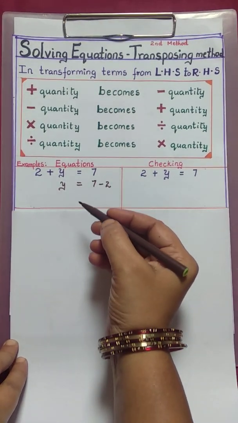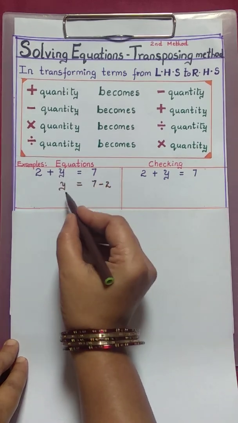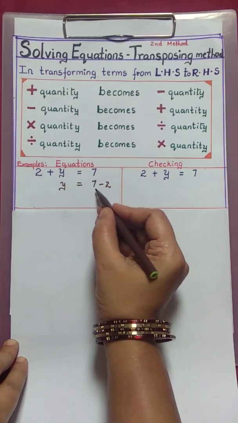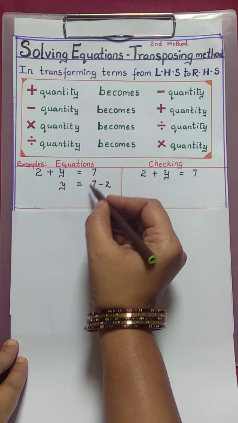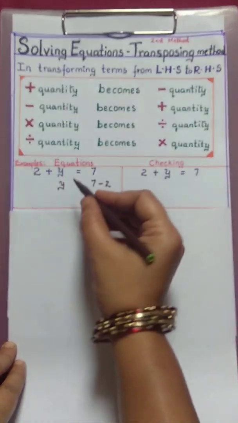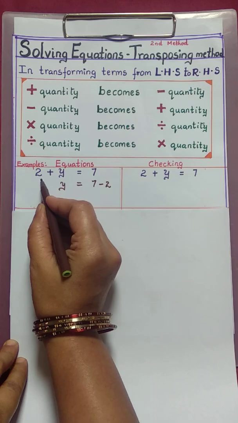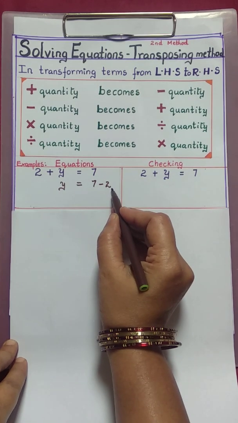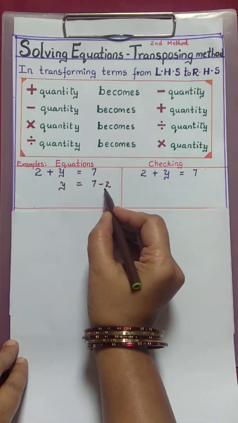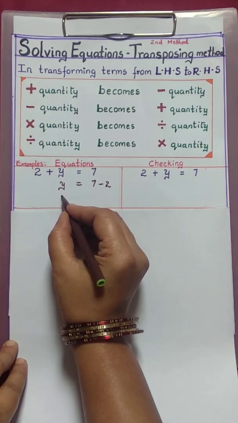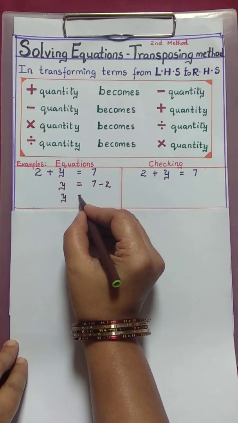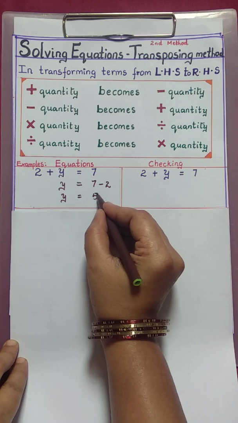Now here, this equation can be written as y is equal to 7 minus 2. These two equations are the same but written differently. So we are just transposing the number from LHS to RHS. That means plus 2 becomes minus 2. So here y is equal to 7 minus 2, which is 5.